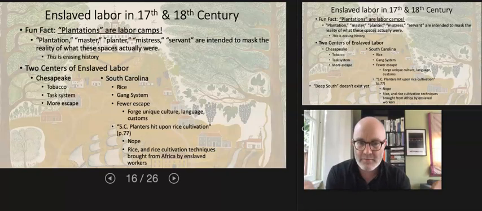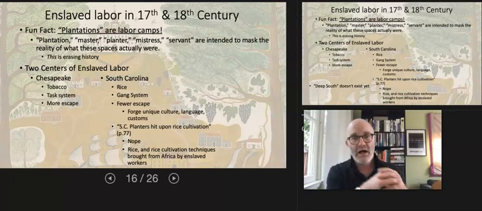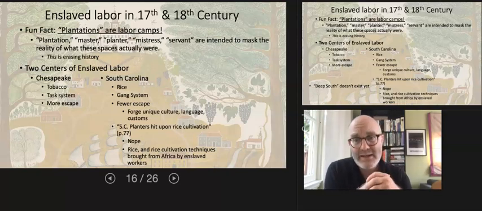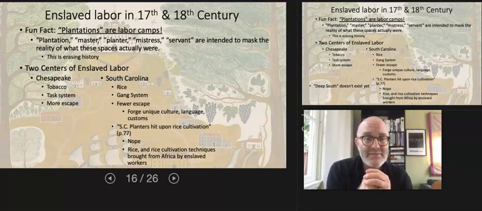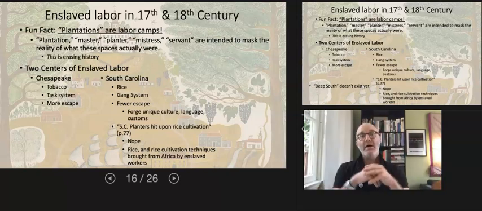Again, I'll give props where need be in our book, but I'll also critique it where need be. South Carolina planters hit upon rice cultivation. Aha, they hit upon that. Page 77. That is not true. They initially thought they were going to grow indigo and sugar in South Carolina, like they had been doing in Barbados. It is enslaved Africans who start growing rice to supplement their own diets.